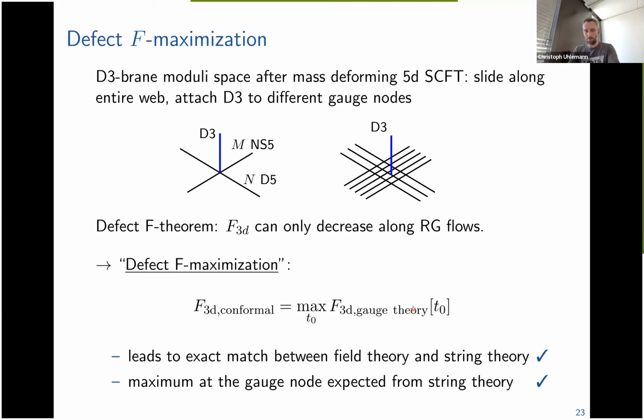From there, move on to my last slide, which is now we can ask for defect RG flows. We have identified our conformal defect in some sort of gauge theory description. And we can now ask, can we, in addition to matching the free energies for conformal defects, also match the free energies for defect RG flows?